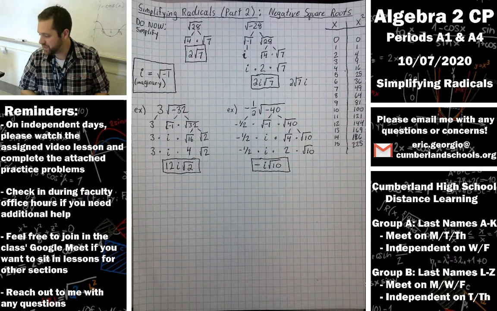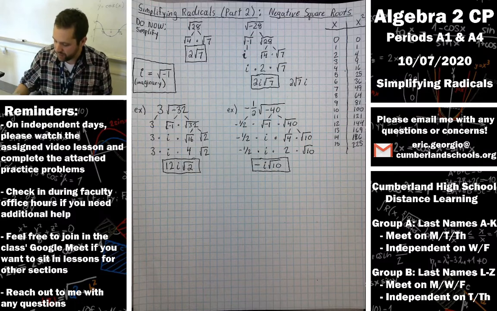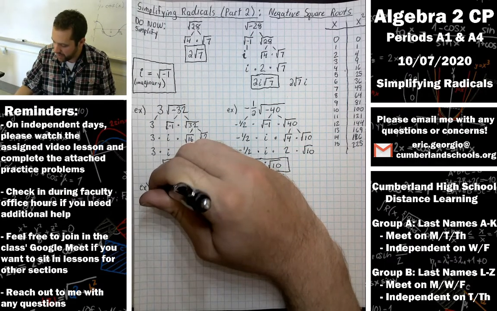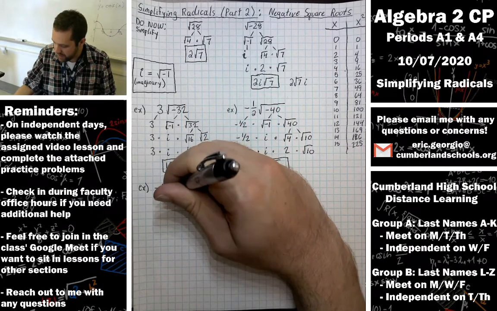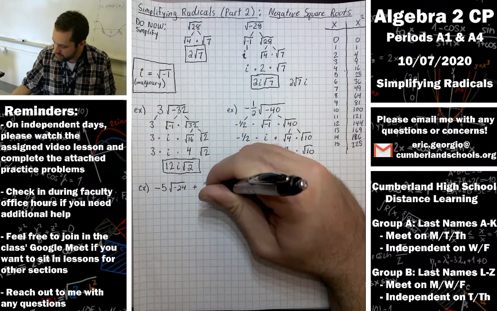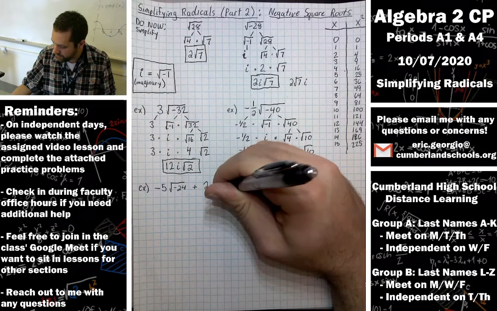All right. Let me show you a couple examples like the problems we ended up doing last time, adding and subtracting multiple terms together, except this time we're going to have terms with i's in them. Ready? Should be a good review too. How about negative 5 times the square root of negative 24 plus 2 times the square root of negative 54.